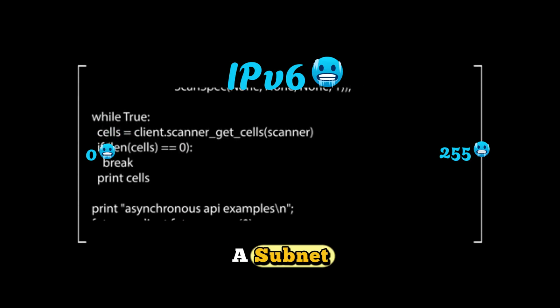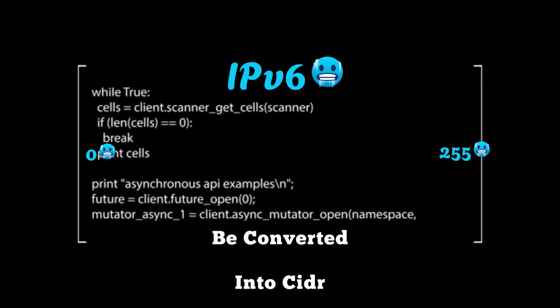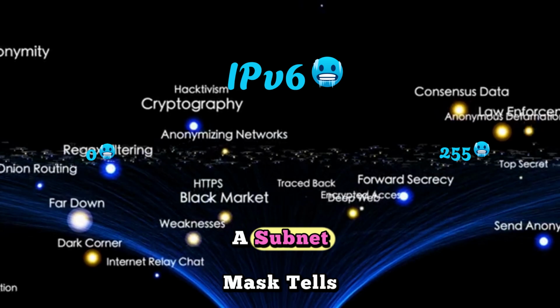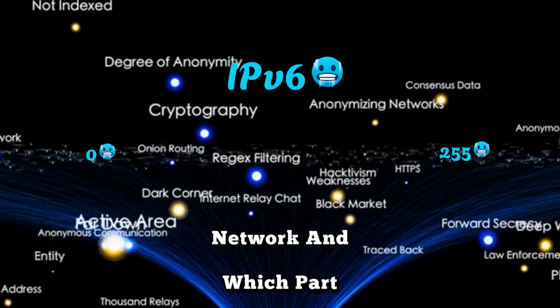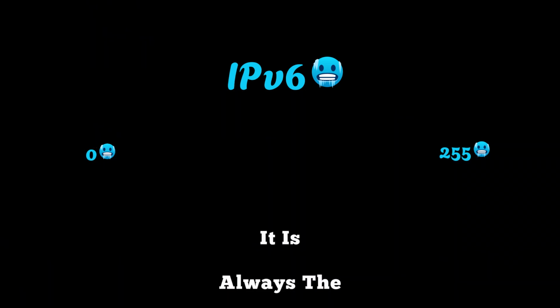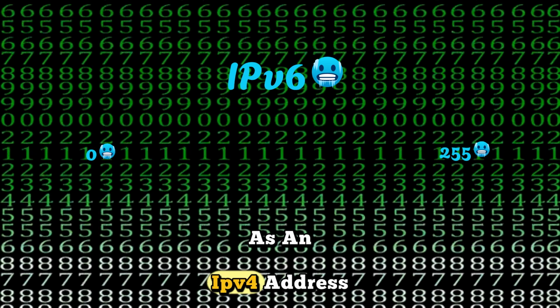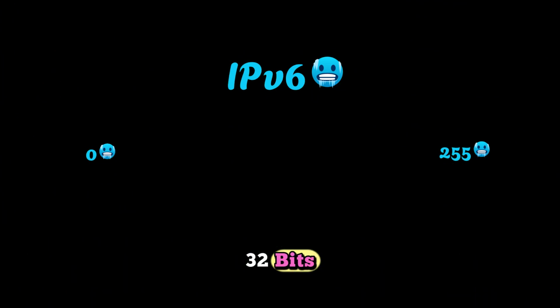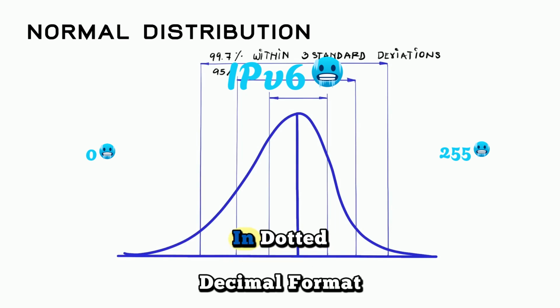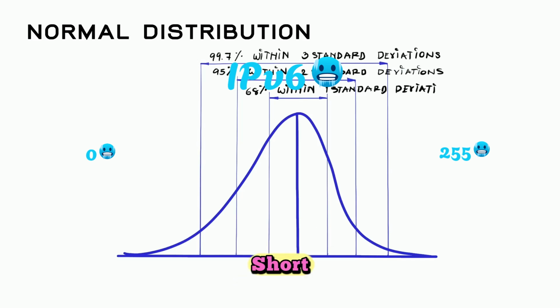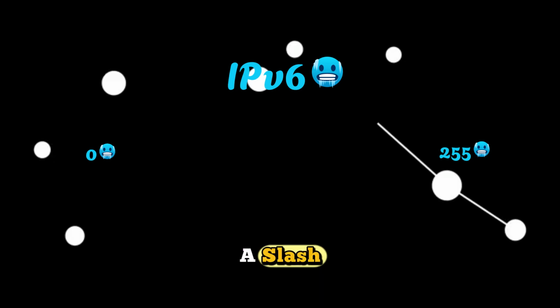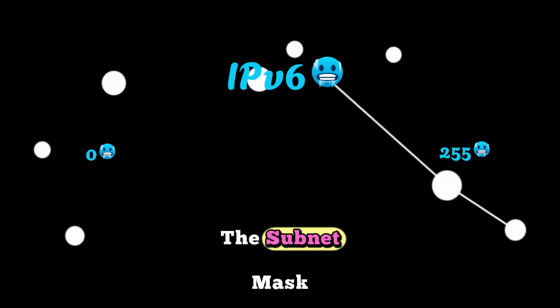Explain the purpose of a subnet mask and show how it can be converted into CIDR notation. A subnet mask tells us which part of the IP address identifies the network and which part identifies the host. It is always the same size as an IPv4 address, 32 bits. Usually, the subnet mask is written in dotted decimal format, but there is another way of writing it called classless inter-domain routing, or CIDR for short. With CIDR, we use a slash and then a number to represent the subnet mask.